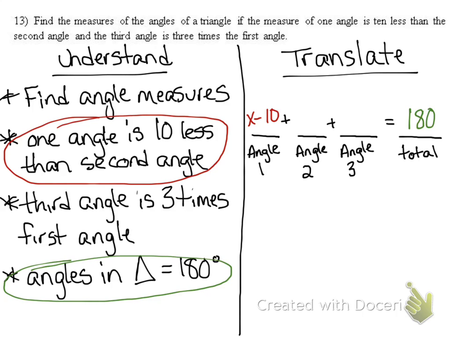One angle is 10 less than a second angle. 10 less means that we're subtracting. And it says that it's 10 less than the second angle. So that means that I'm going to use x by itself to represent angle 2, which allows me to represent angle 1 as x minus 10. And we just have to fill out the information for angle 3, and it says that the third angle is 3 times the first angle. Algebraically, that's what that would look like. 3 times what we used to represent the first angle, which was x minus 10.